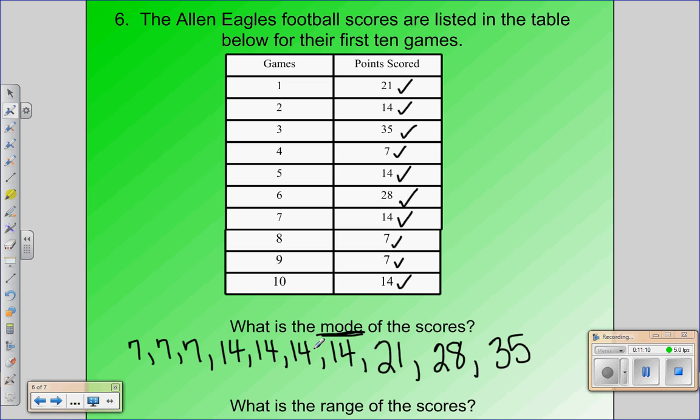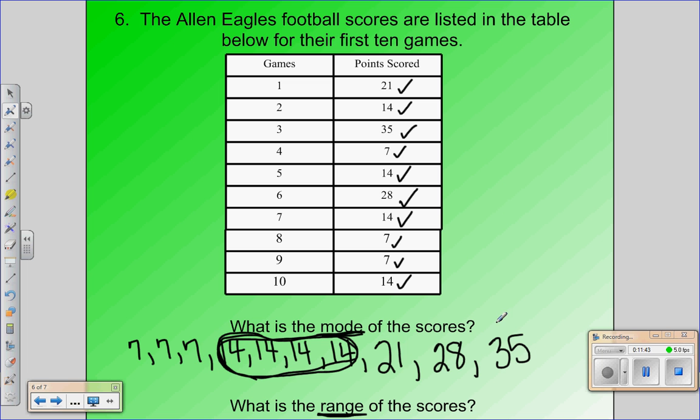So I'm going to think, what is the mode? Mode is the number that occurs the most. Well, when you put them in order from least to greatest, you can see real quick. You have 3 7s, you have 4 14s, you have 1 21, you have 1 28, and you have 1 35. So the number that occurs the most is 14 because you have 4 14s in your data chart. All right, next, what is the range of scores?